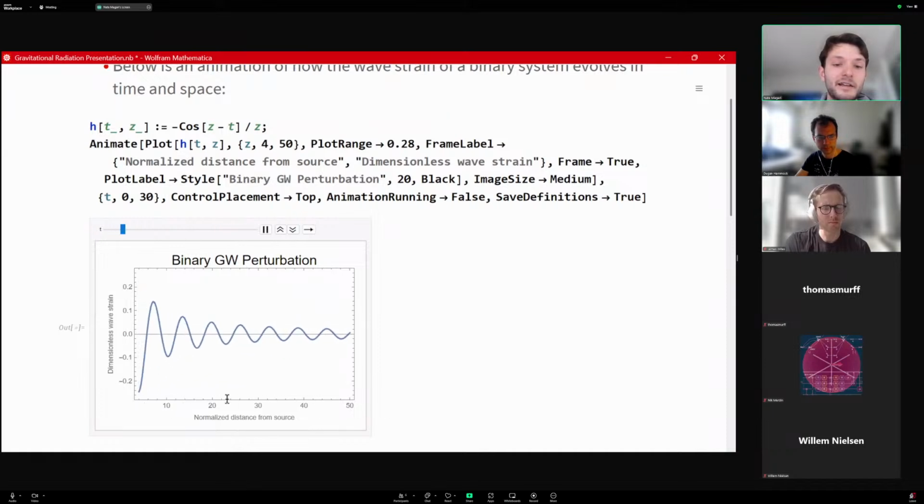On the x-axis here, we're plotting the distance from the source, just ignoring the constants, so that we can get a good picture of it. And on the vertical axis, this is the wave strain. So we can see closest to the source, there's the largest wave strain, and it drops off. And these waves will travel out at the speed of light.